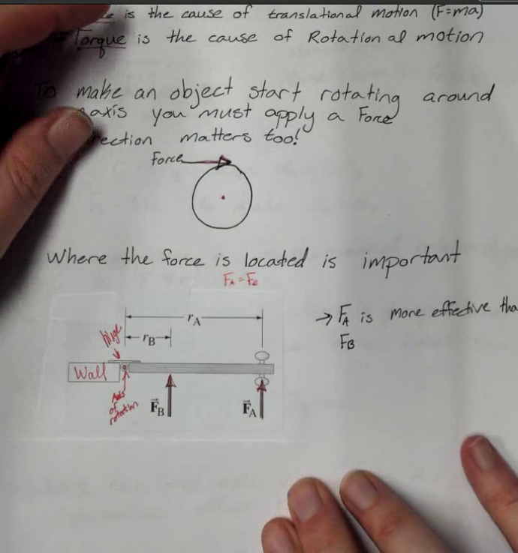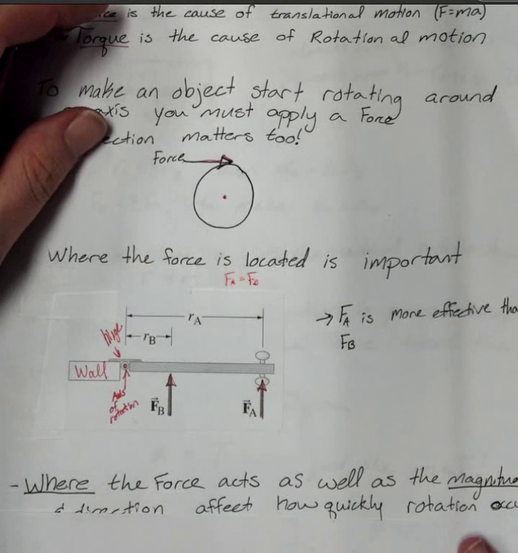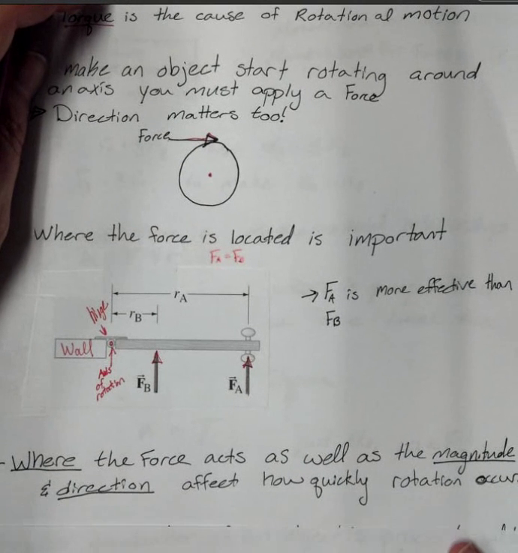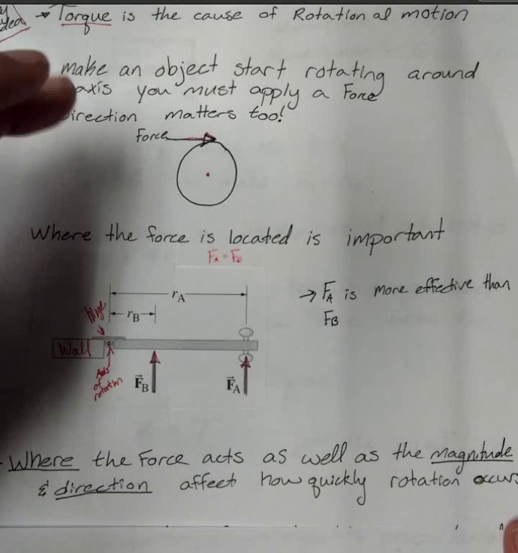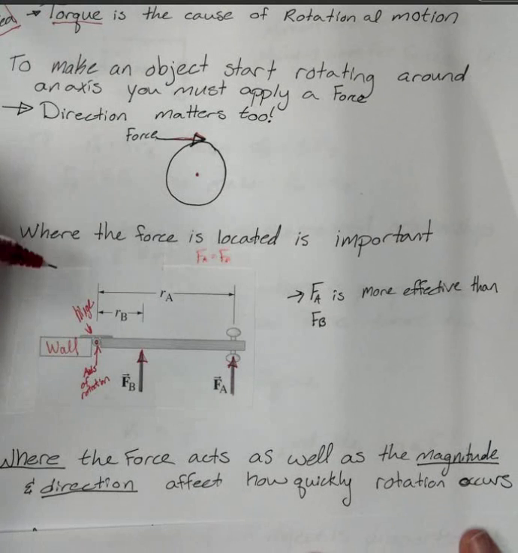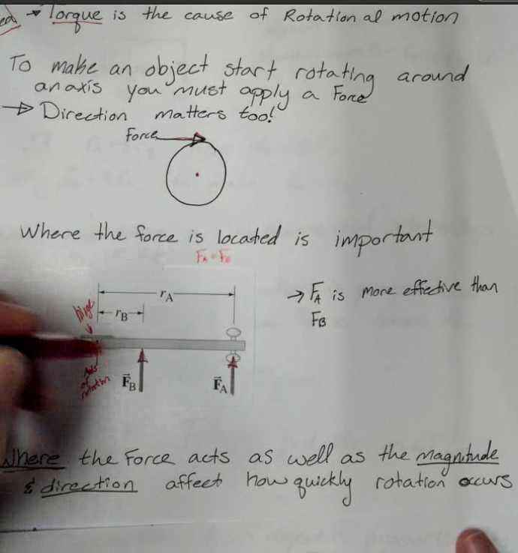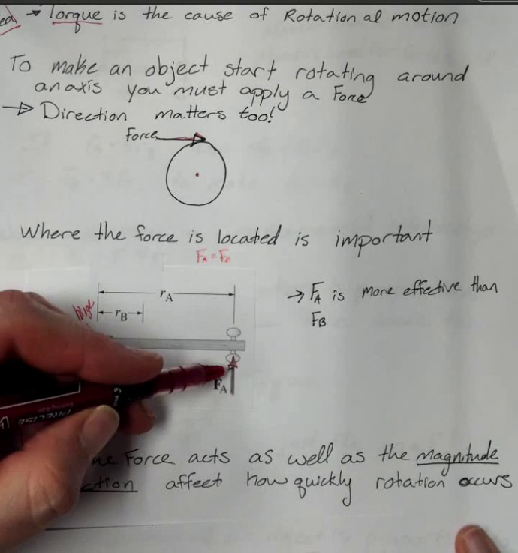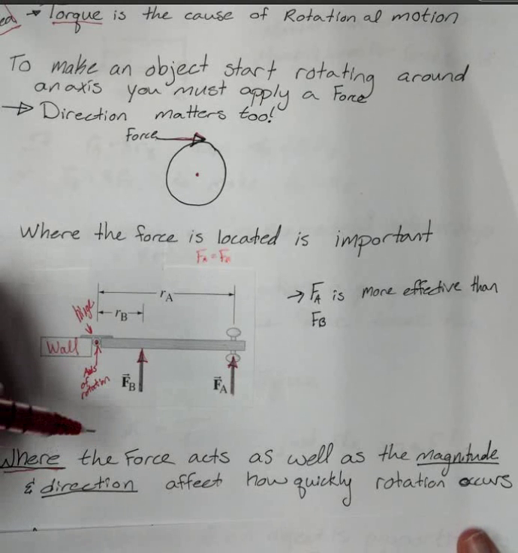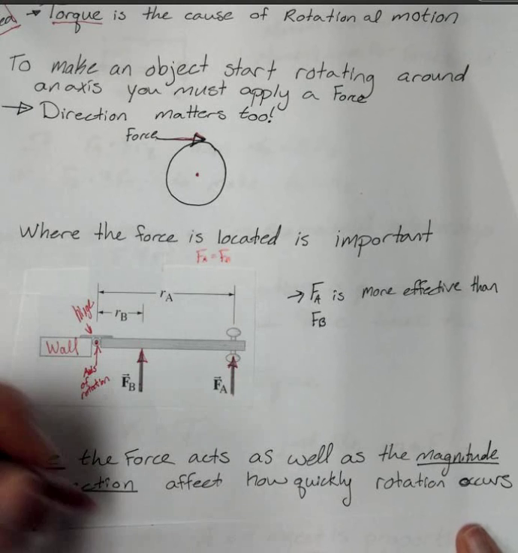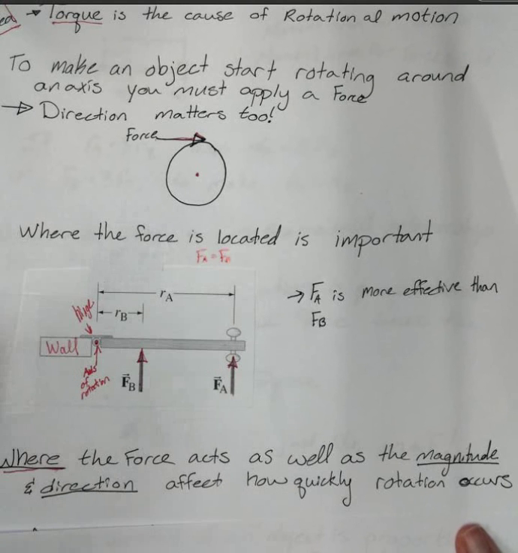So what that tells us is where the force acts, as well as the magnitude and direction of the force, affect how quickly the door is going to begin to rotate. So where we place the force, here compared to the axis, here compared to the axis, the magnitude of the force, whether this force is larger than this force, and the direction of the force, whether we're pointing straight onto the door or straight into the door, are all going to change how fast that door rotates.